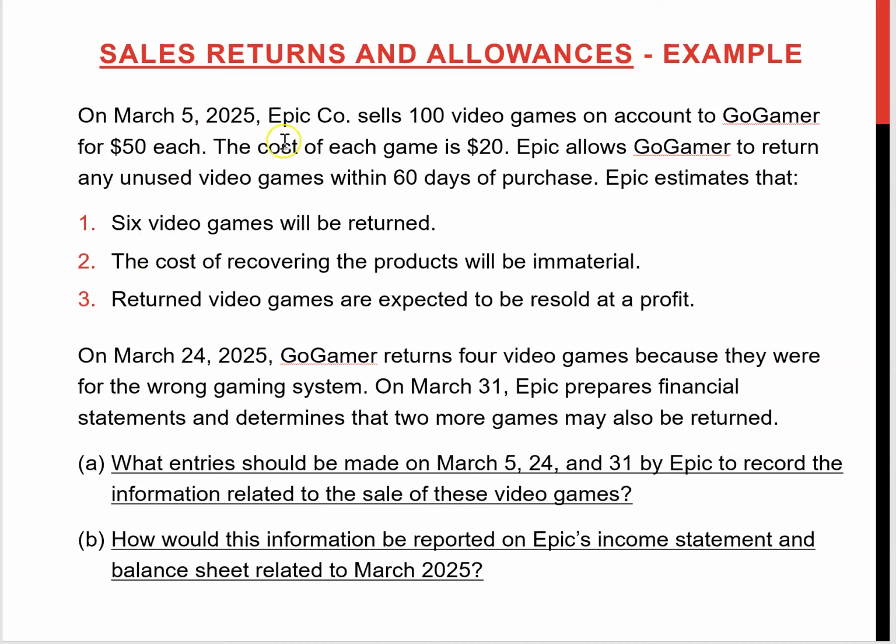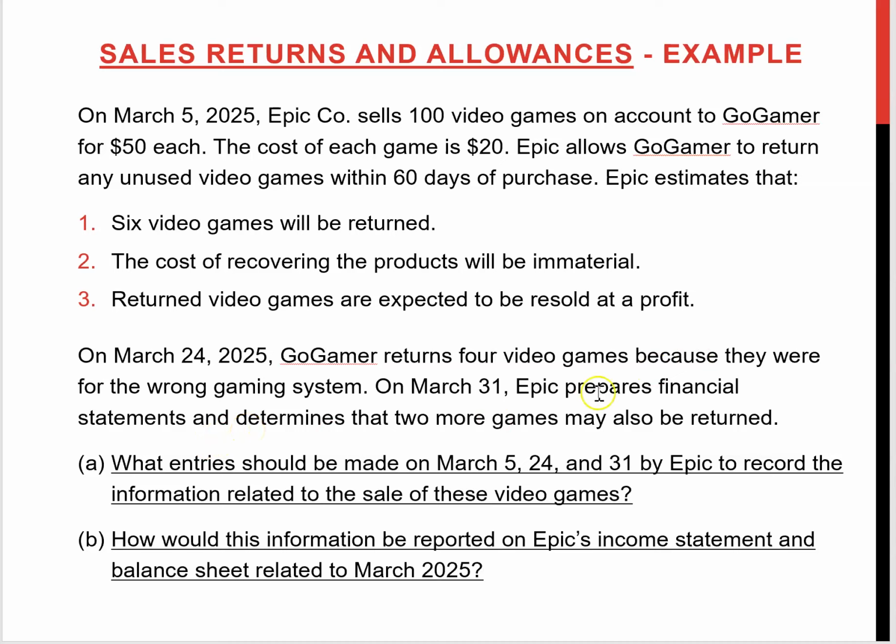On March 5, 2025, Epic Corporation sells 100 video games on account to Go Gamers for $50 each. The cost of each game is $20. Epic allows Go Gamers to return any unused video games within 60 days of repurchase. And Epic estimates that 6 video games will be returned. Cost of recovering the products will be material, and returned games will be sold to other customers at a profit. So on March 24, Go Gamers returns 4 video games because they are for the wrong gaming system.